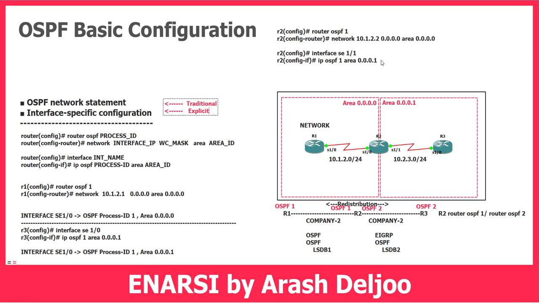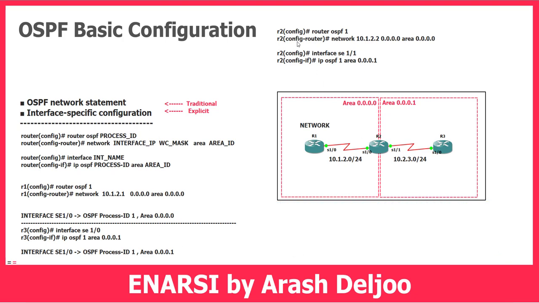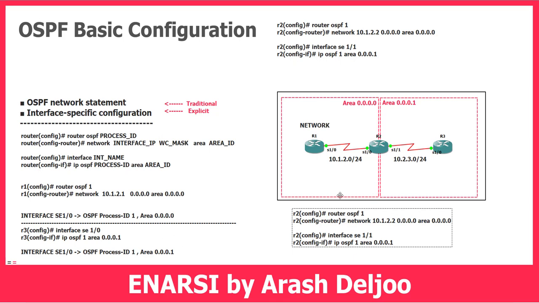After that, let me say that in some cases, okay, we have a conflict between these two methods. For example, let me show you here in router 2, assume that this is router 2, we are configuring these two commands. Router OSPF 1, network 10.1.2.2 0.0.0.0 area 0, then network 10.2.3.2, which means serial 1/1, 0.0.0.0 again area 0.